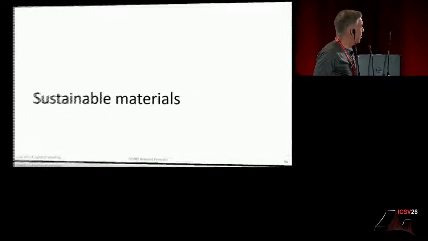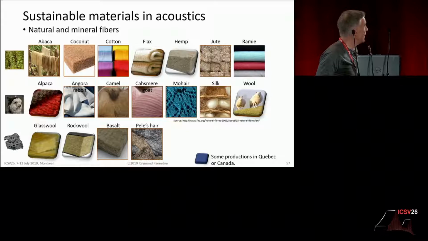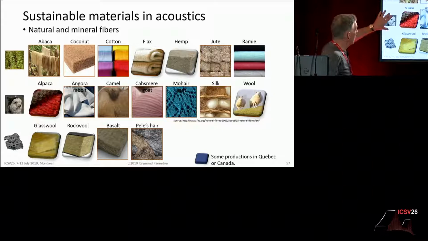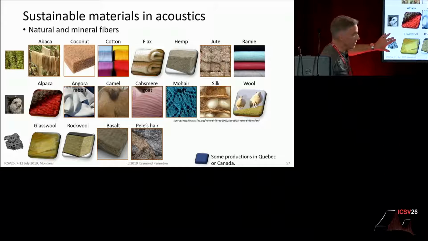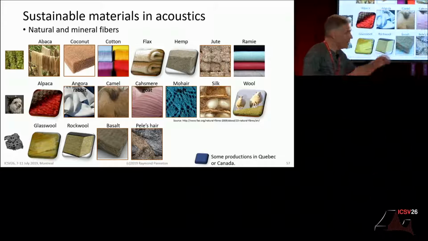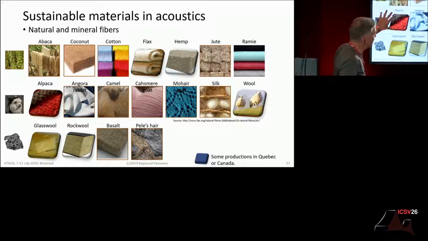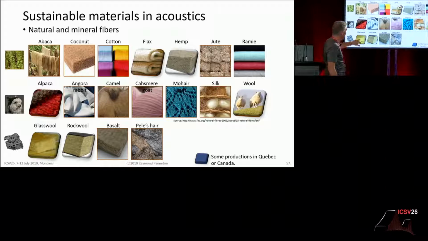When we talk about sustainable materials, here are some examples. We see that they are from natural fibers, animal fibers, or mineral material, like glass wool, rock wool, and basalt, which comes from volcanic rocks. Those that are mentioned here with this type of shape are those that are locally available.